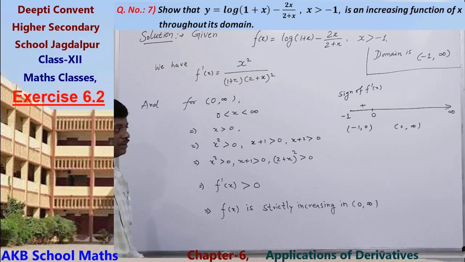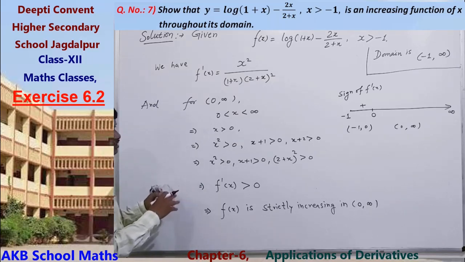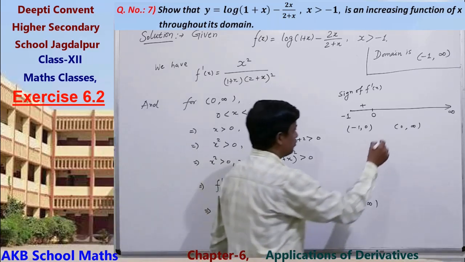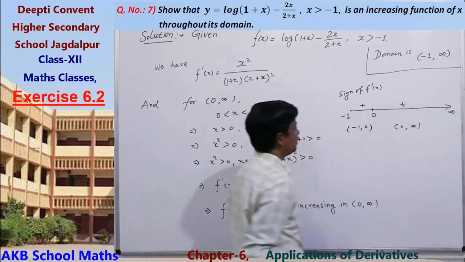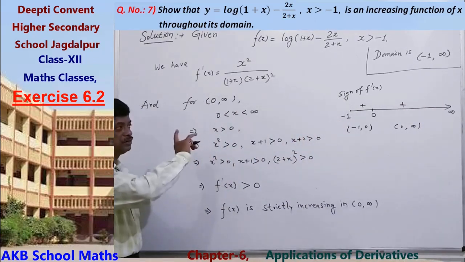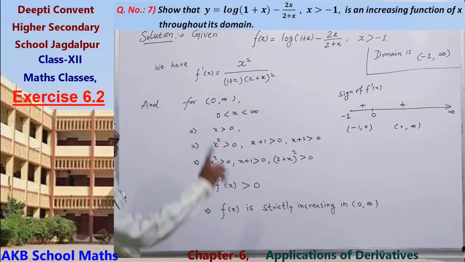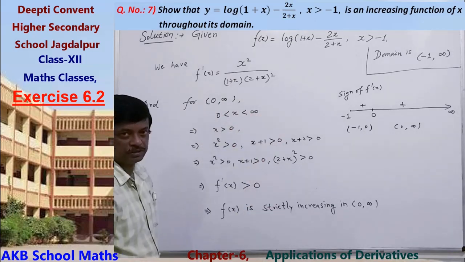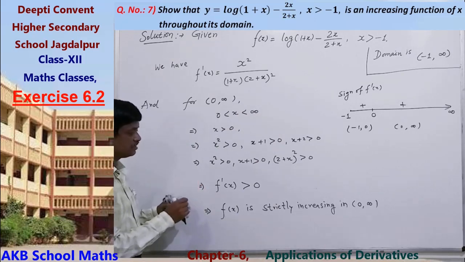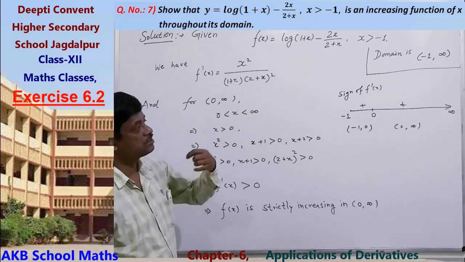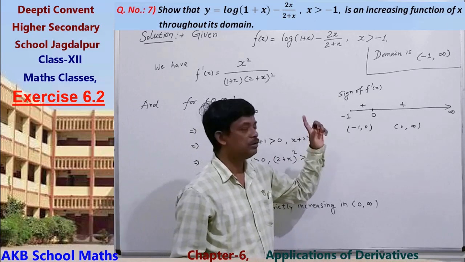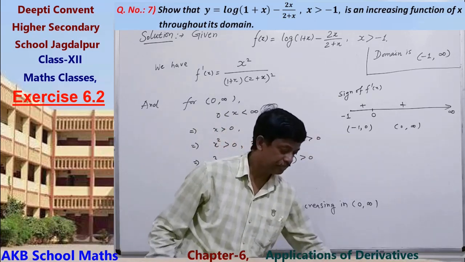Thus, we see that the function is a completely increasing function in its whole domain, because in both intervals the sign of the derivative is positive. That is, the function is strictly increasing in its whole domain, minus 1 to infinity. Okay.